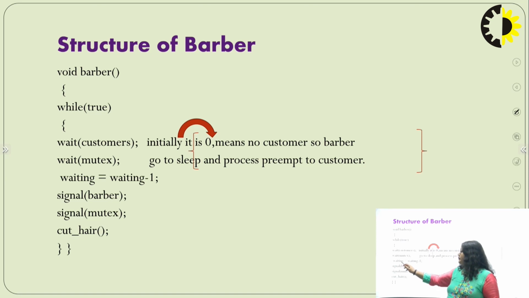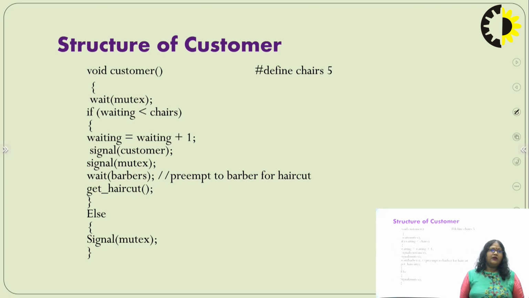When waiting becomes waiting minus 1, that means this particular condition is blocked at this time, because initially the value of the customer is 0. And signal barber means we just increase the value of the barber, and signal mutex, we just increase the value of the mutex. Now call the function cut hair. So now let's move to the structure of the customer.